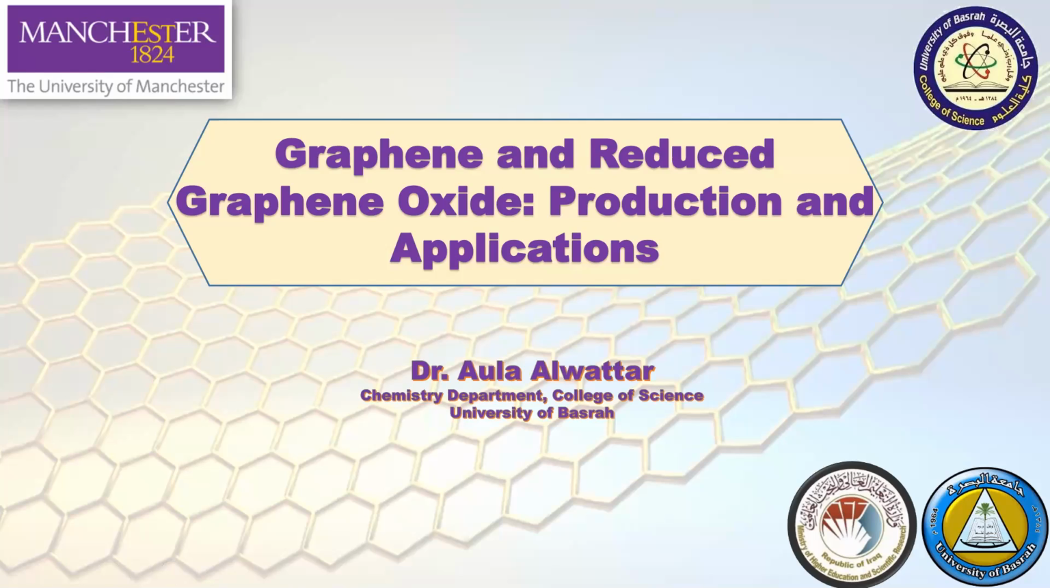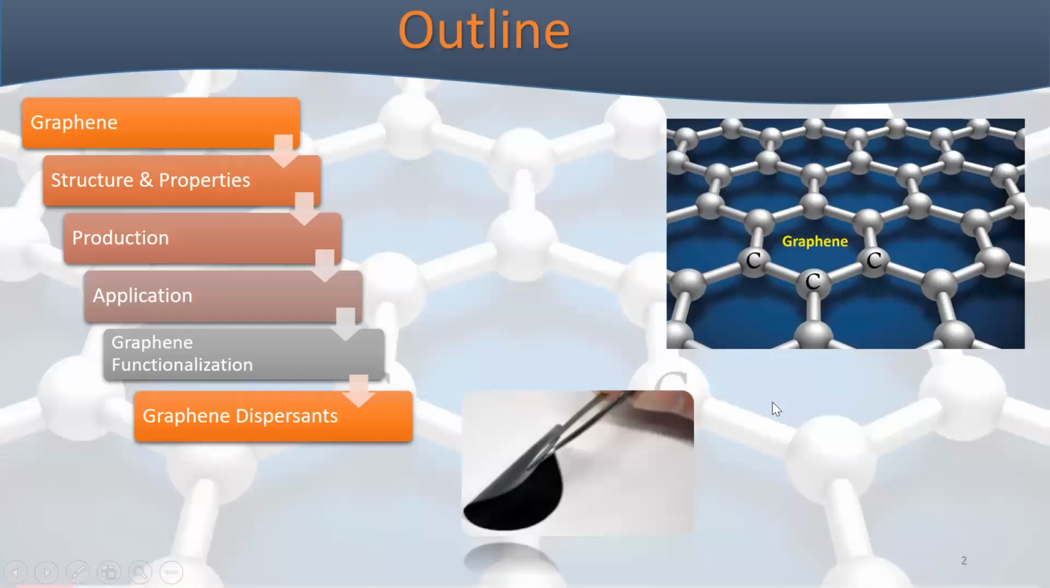I am Dr. Aula Alwattar from the Chemistry Department in the University of Basra. I am pleased to join you today to talk about graphene. My talk is divided into 6 main sections. First, what is graphene? Then structure and properties, moving to application and production, graphene functionalization, and finally graphene dispersants.